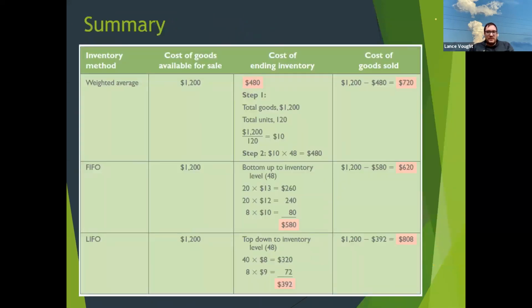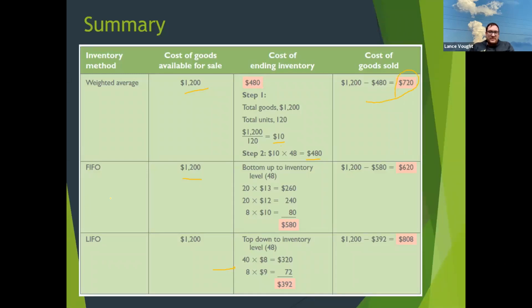So here's a summary. This is the same analysis where we had $1,200 was the total cost of goods. We had inventory at the end of the year that was equivalent to, sorry, not $40, 48 units. So we did the weighted average here. We got $480, or excuse me, $10 per unit. Total cost is $480. So your cost of goods sold is the complement, which is $720.